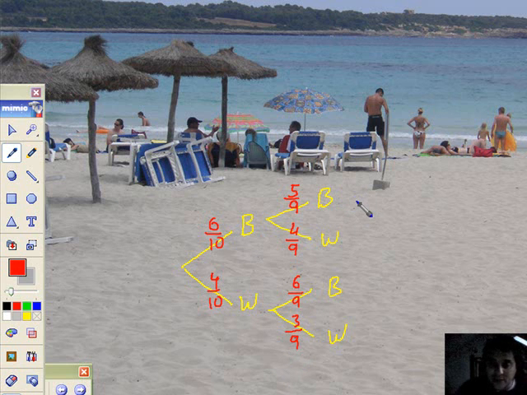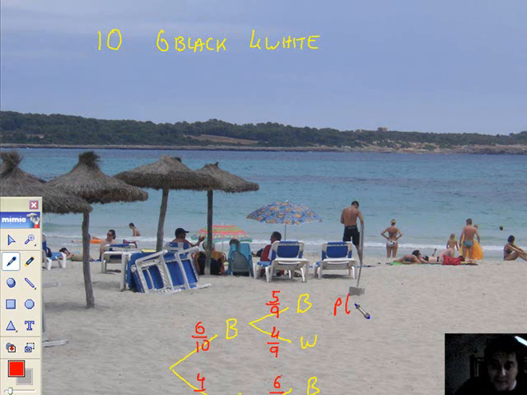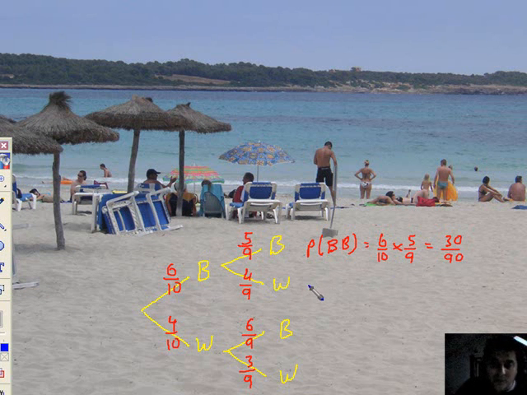Now let's just work out the two probabilities for each branch. So probability of going black followed by black is going to be 6/10 and 5/9. That's going to be 30 over 90. Let's not simplify it just yet. Maybe helpful not to do that. Probability of going black and then picking up a white is going to be 6/10 followed by 4/9. That's going to give us 24 over 90.